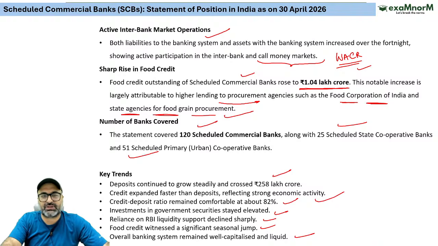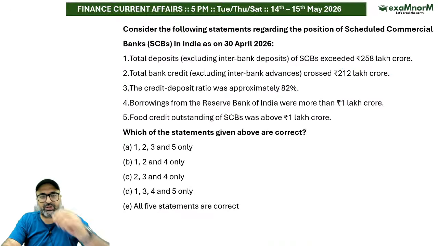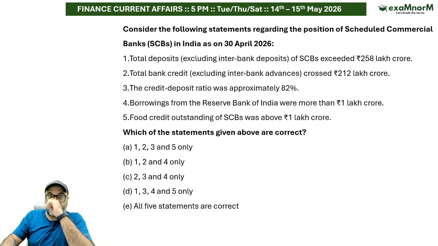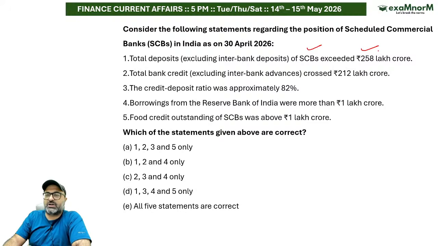Okay, ready for a question? Ready for the question on the same news? Let's try to solve a question on the same news. Question क्या है? The total deposit excluding interbank deposits of scheduled commercial banks is 258 lakh crores, including scheduled cooperative banks and urban cooperative banks, that is 264 lakh crores. Total bank credits 212 lakh crores, including the other one 217 lakh crores.